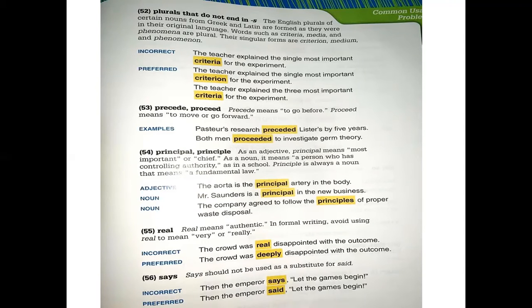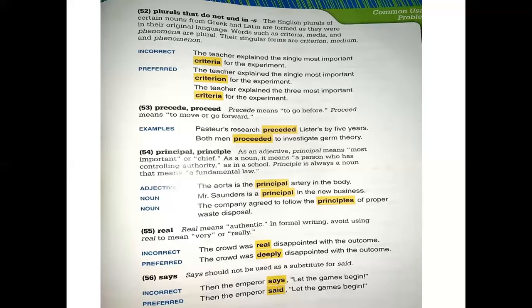Next, number 54, is principal with AL or principle with LE. Now, the principal with AL, it means the most important or the chief or the main. Why do we call the principal as principal at school? Because that person is in charge of most of the things that are happening in the school. That's why we call him or her principal with AL, okay? That means the main or the most important or the chief. As a noun, it means who has controlling authority, as in school.